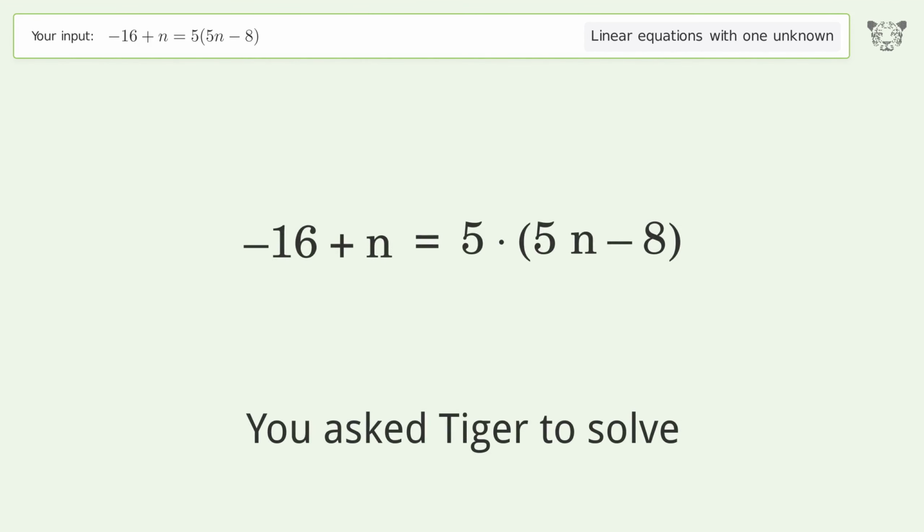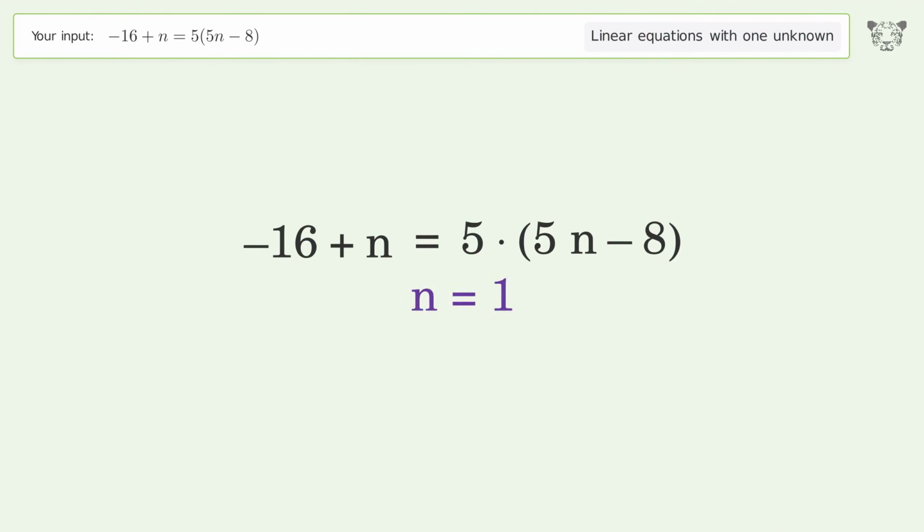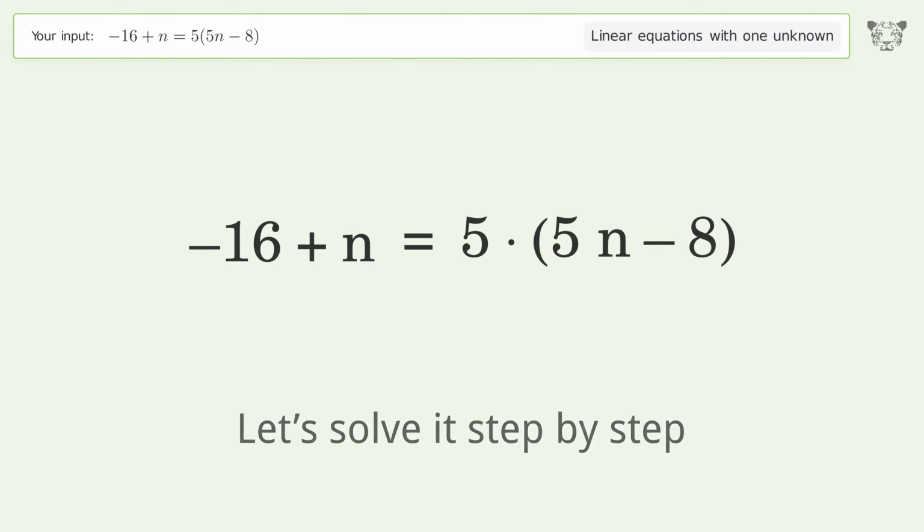You ask Tiger to solve. This deals with linear equations with one unknown. The final result is n equals 1. Let's solve it step by step.